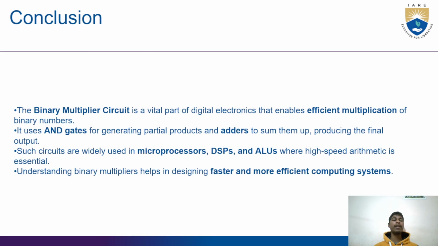Conclusion: the binary multiplier circuit plays a vital role in digital electronics that enables efficient multiplication of binary numbers. It uses AND gates for generating partial products and adders to sum them up, producing the final output. Understanding binary multipliers helps in designing faster, more accurate and more efficient computing systems.